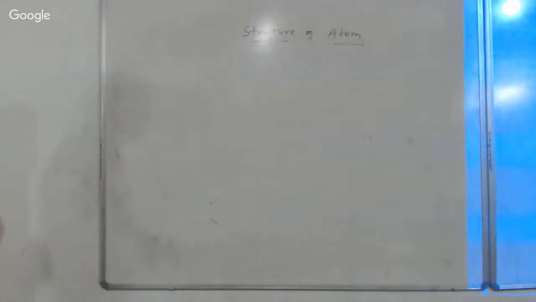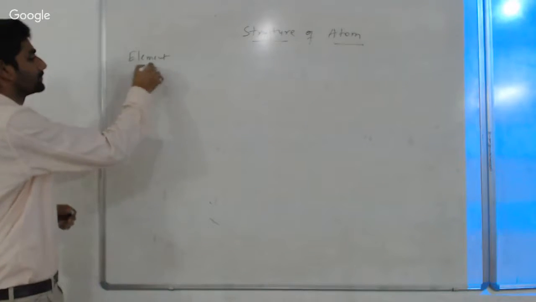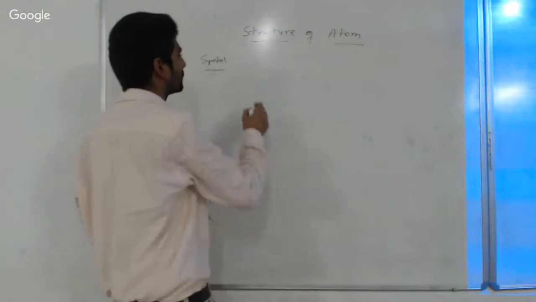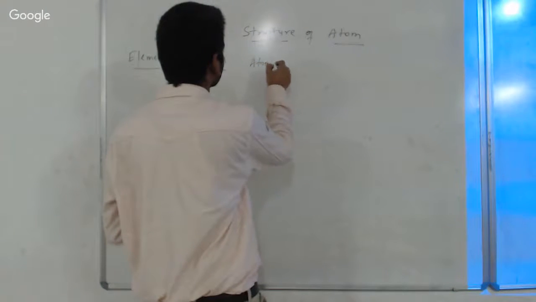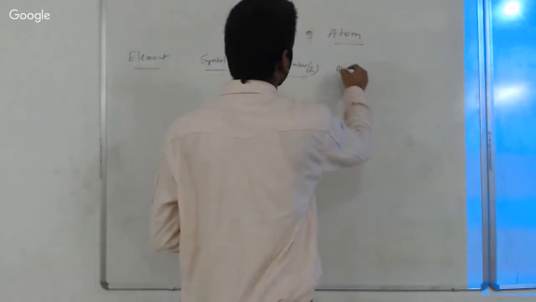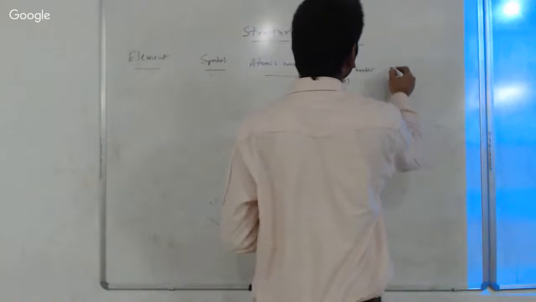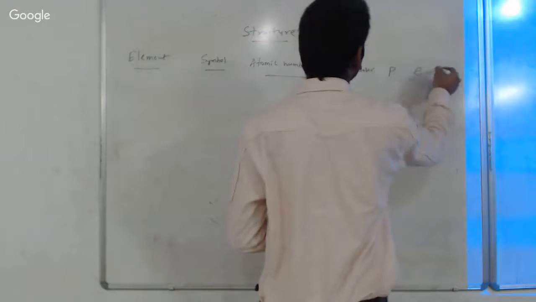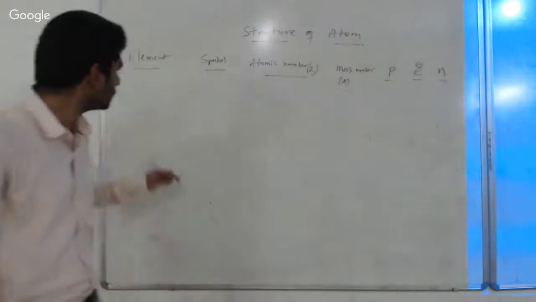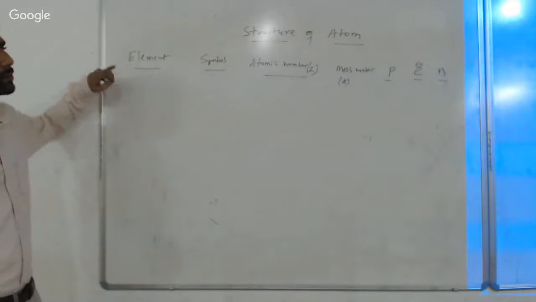Then all of you take this table. Element, symbol, atomic number Z, mass number A, and number of protons, number of electrons, number of neutrons. All of you take this table. First column: element, symbol, atomic number, mass number, protons, electrons, neutrons.